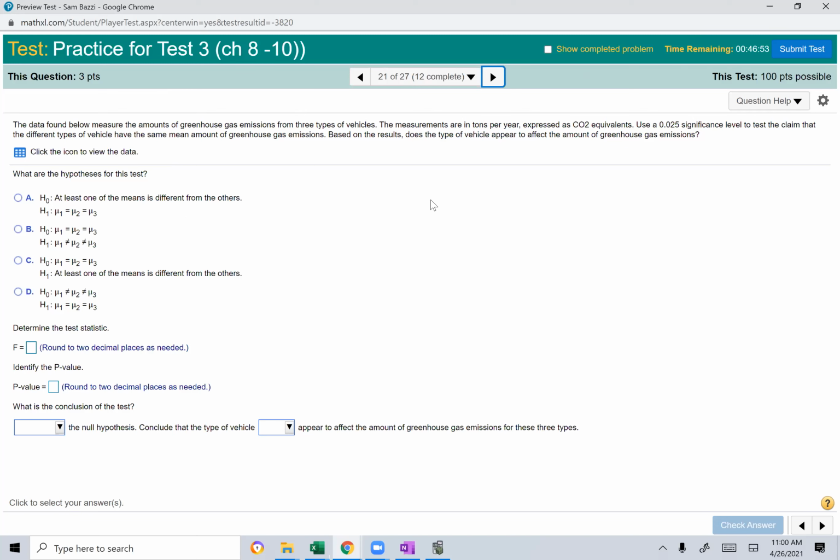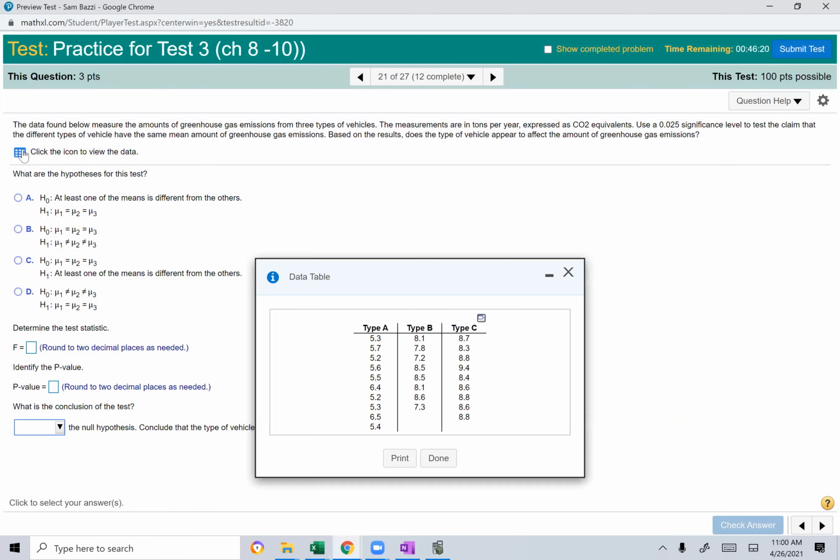All right. The data found below measure the amount of greenhouse gas emissions from 3 types of vehicles. The measurements are in tons per year expressed as carbon dioxide equivalents. Use a 0.025 significance level to test the claim that the different types of vehicles have the same mean amount of greenhouse gas emissions. Same means, that means the claim is in H0. Based on the results, does the type of vehicle appear to affect the amount of greenhouse gas emissions? Well, let's see what we have here.